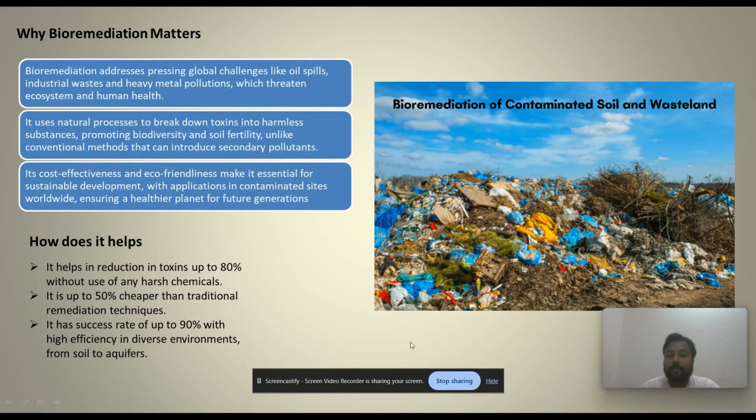If you can see in the figure here, it shows how much bioremediation is needed for this contaminated soil and wasteland. As you can see, there is too much waste, too much dirt. And how does it help? It helps in reduction of toxins up to 80% without use of any harsh or hazardous chemicals. It is up to 50% cheaper than traditional remediation techniques. It has a success rate up to 90% with high efficiency in diverse environments from soil to aquifers.